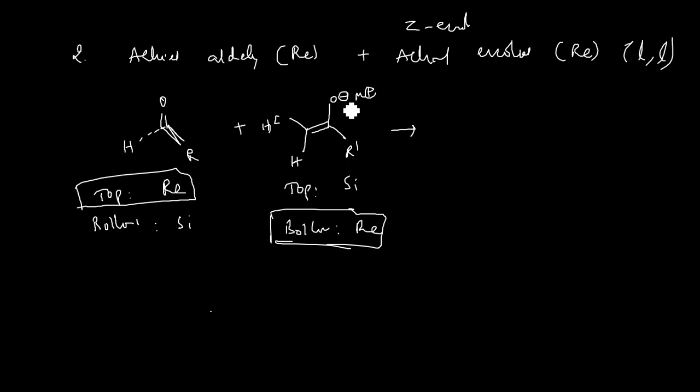What happens when this enolate approaches this aldehyde from the bottom face? These two oxygens chelate with the metal, which gives you a cyclic chair transition state. That is called the Zimmerman-Traxler transition state. Okay, Zimmerman-Traxler transition state. So let us think about that.